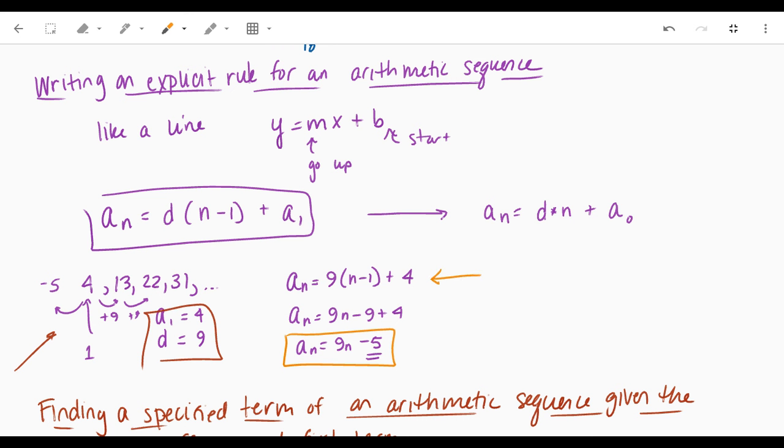Leaving it like this is fine for when you're just doing work, but when we're reporting the final answer of the rule, they want that. So just make sure you get it down to there.